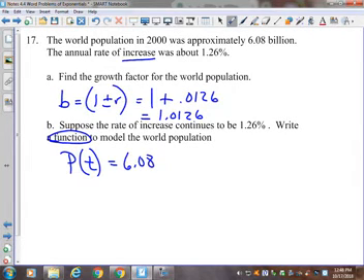And then 1.0126 to the T power. That's what the growth rate is for. It just keeps you from having to write an addition problem in there.